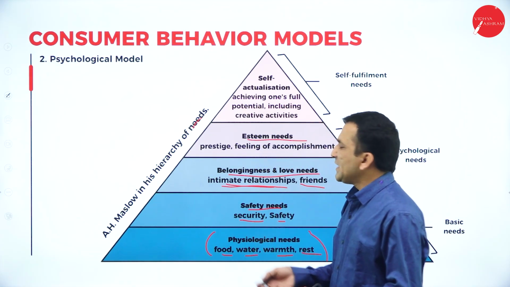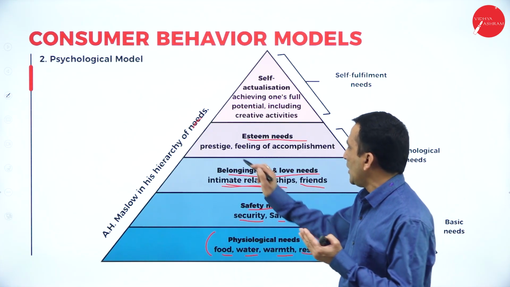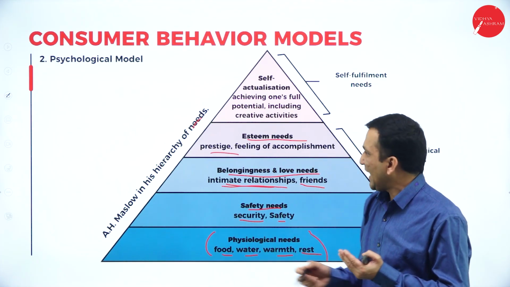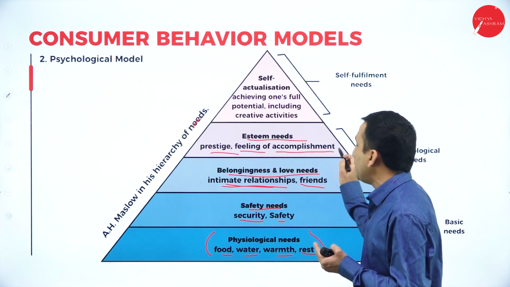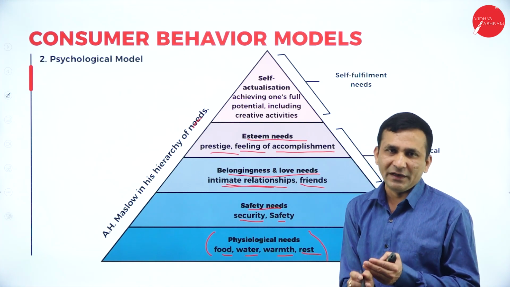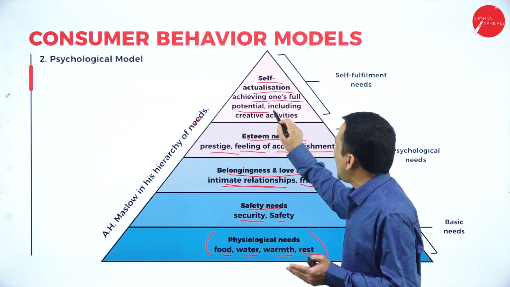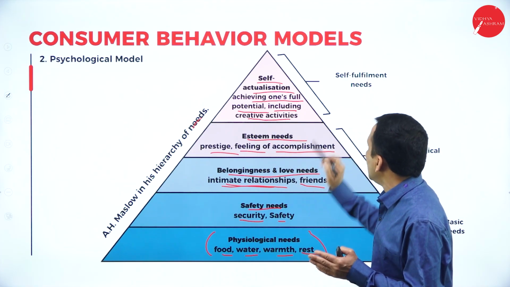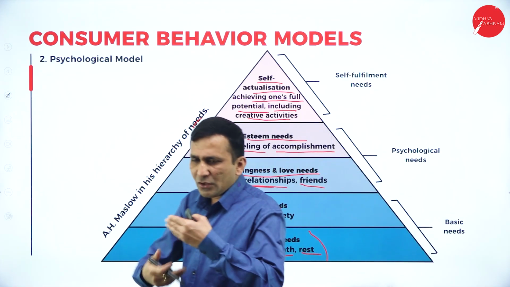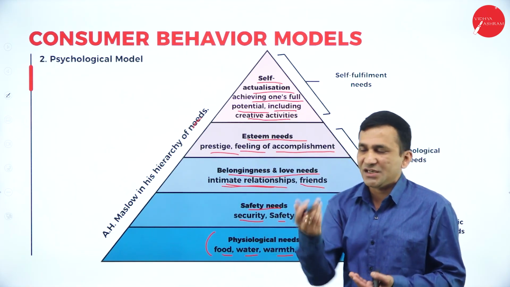Now esteem needs, which is nothing but your ego needs, something like the prestige you show in society, or the feeling of accomplishment. A good image and reputation are required for human beings. Self-actualization needs mean achieving one's full potential, including creative activity. It is self-fulfillment, because they want to realize themselves.